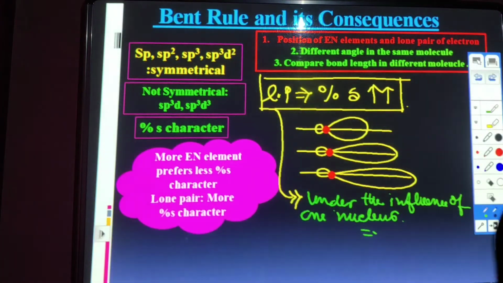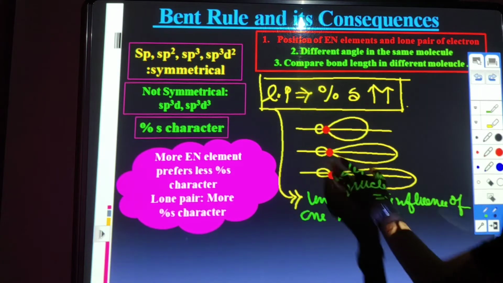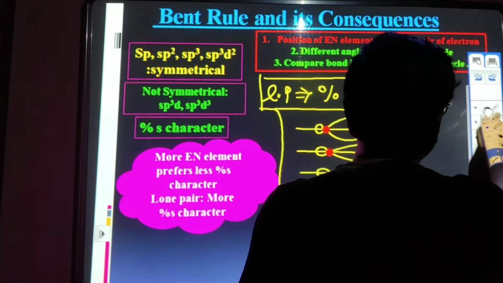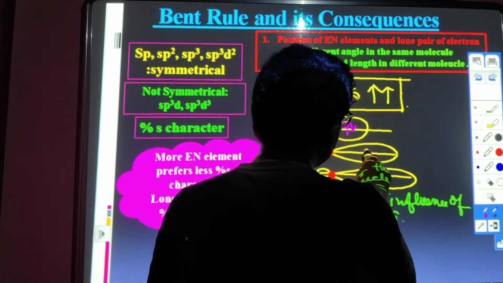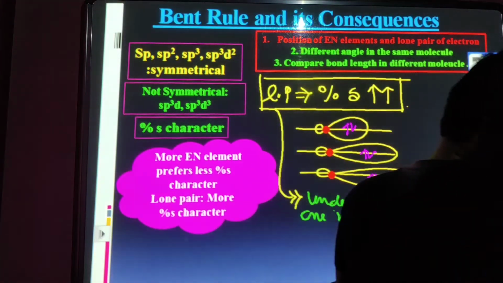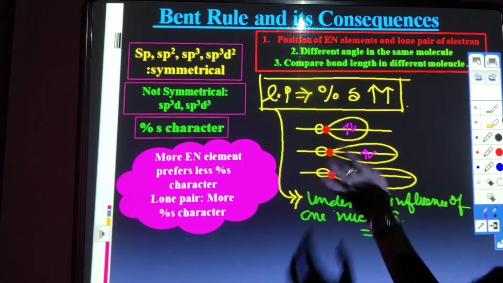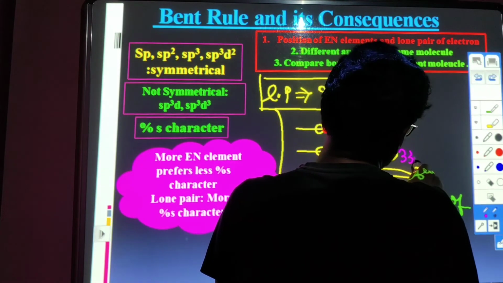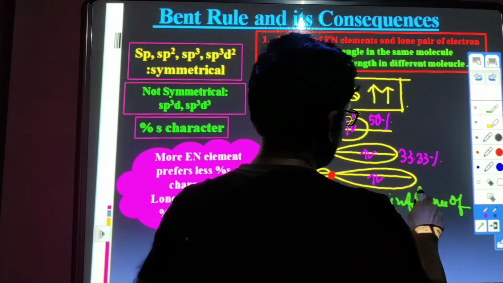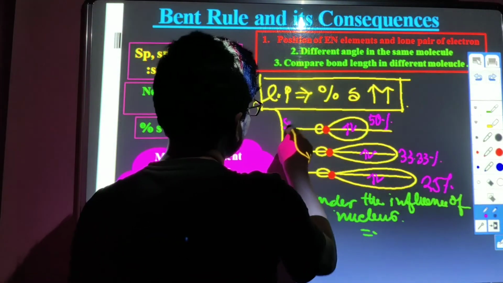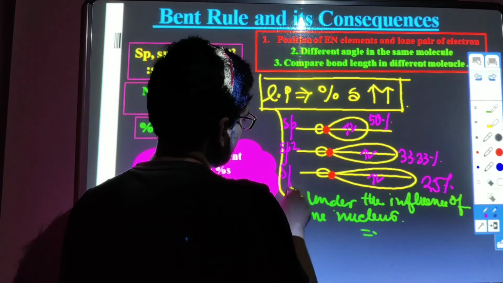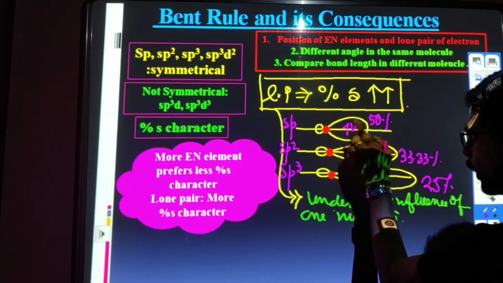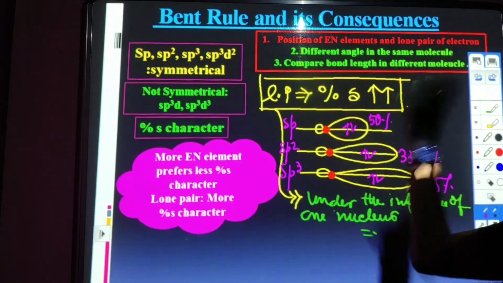One nucleus. So, however, the percentage of s character will be more. The lone pair will be more stable. What does it mean? It means, say, I'll put a lone pair here, here, and here. The lone pair will be happier here because the percentage of s character is very high, 50%, it is 33.3%, and it is 25%. This is sp, this is sp2, and this is sp3. So the lone pair will be more happy here.